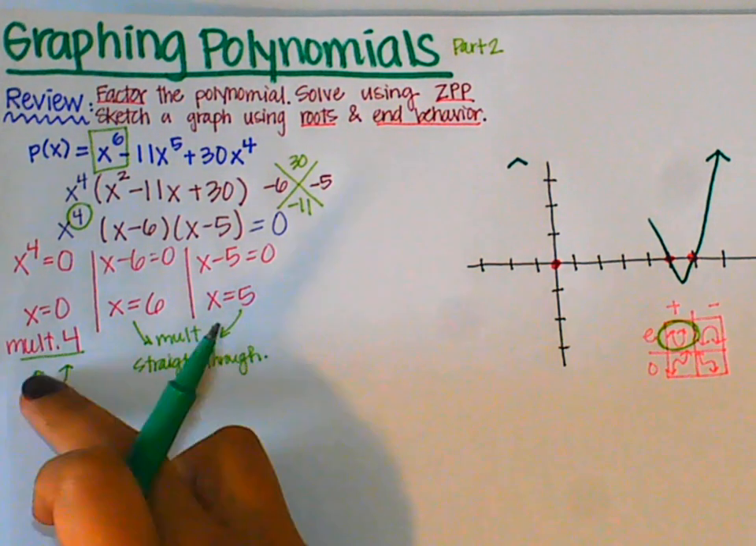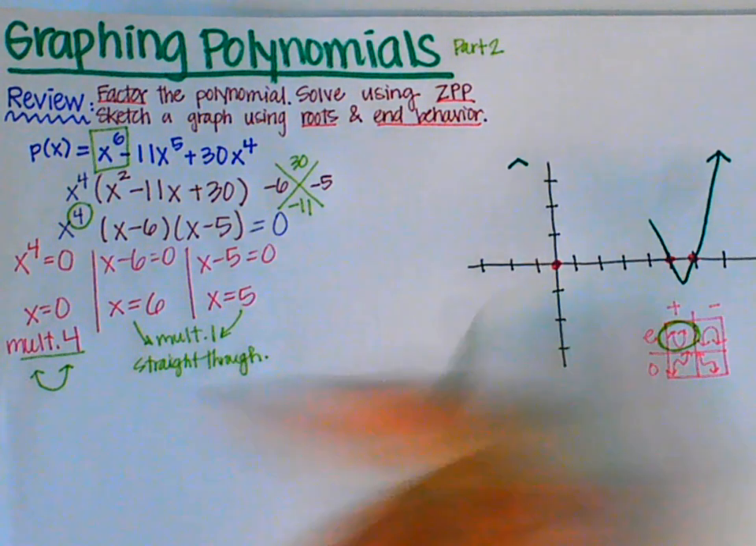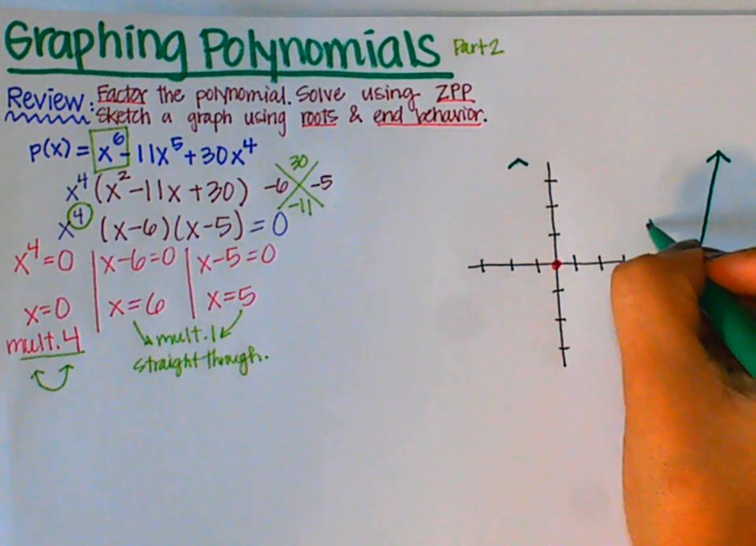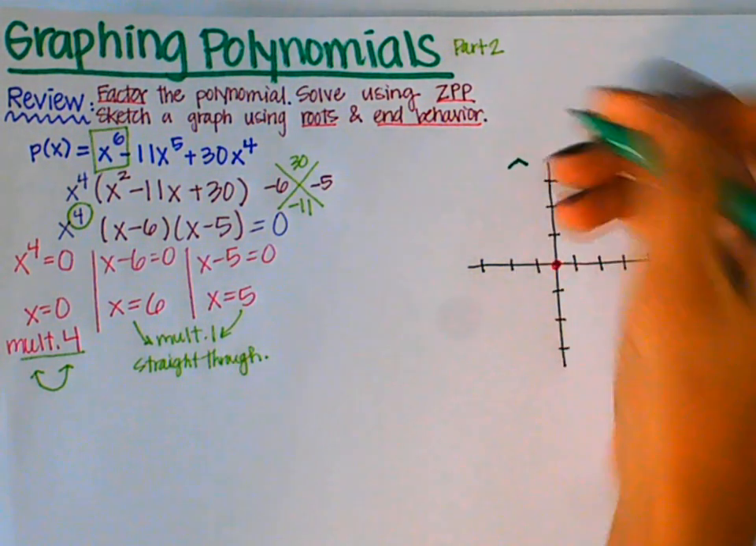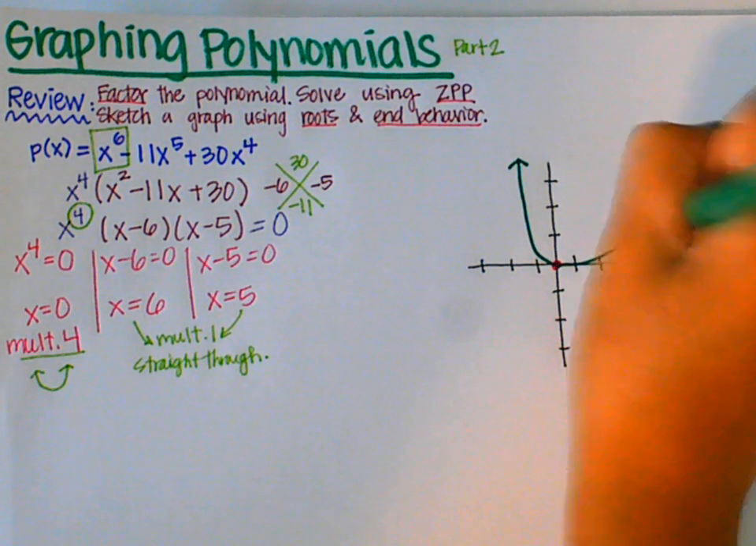Now I know that at the 0, I'm going to have a multiplicity 4, so it's going to be a bit of a parabola. So if you notice, I'm trying to connect this and this going through that point, which gives me that parabolic shape that I want. Like that.